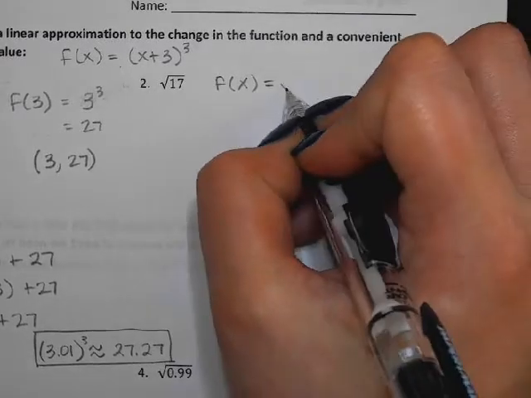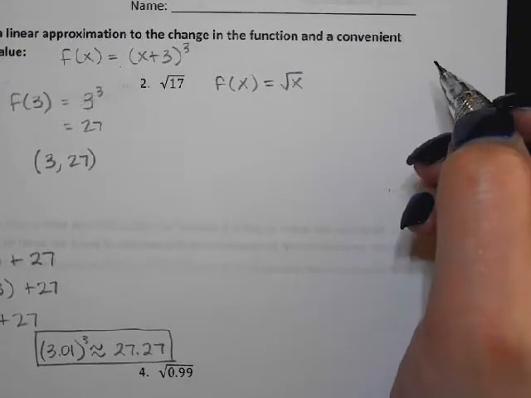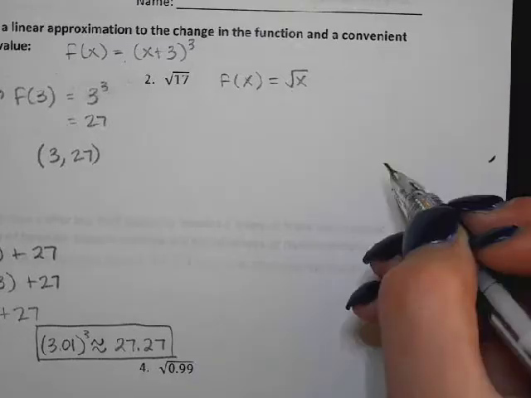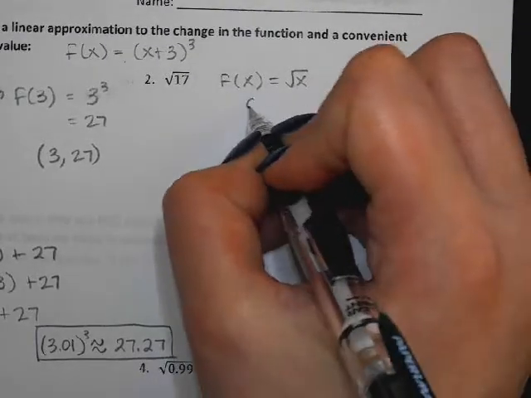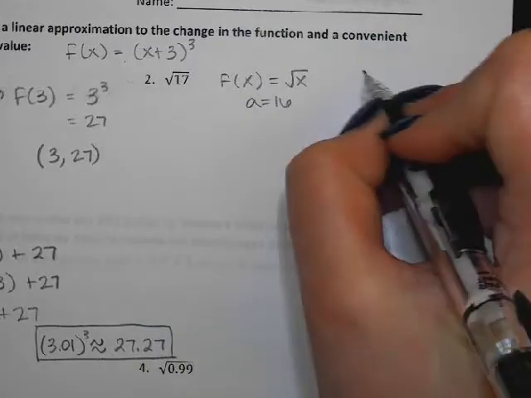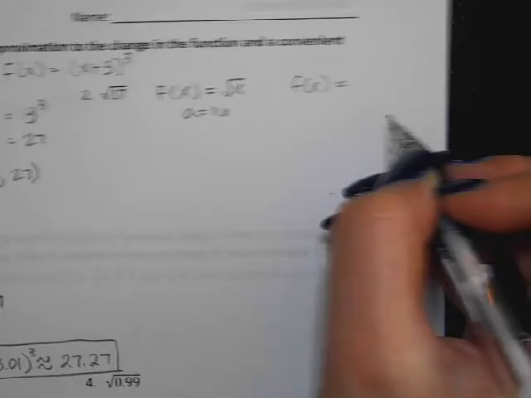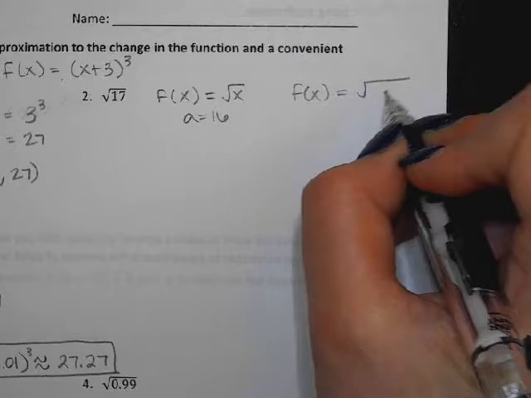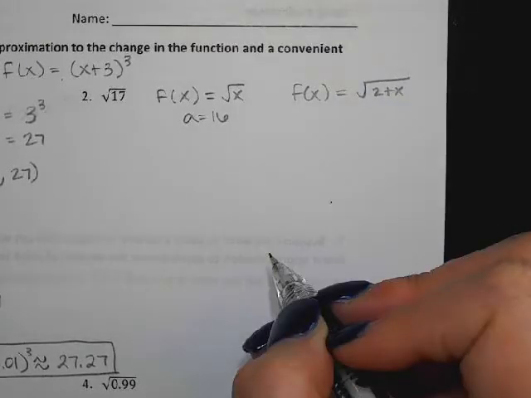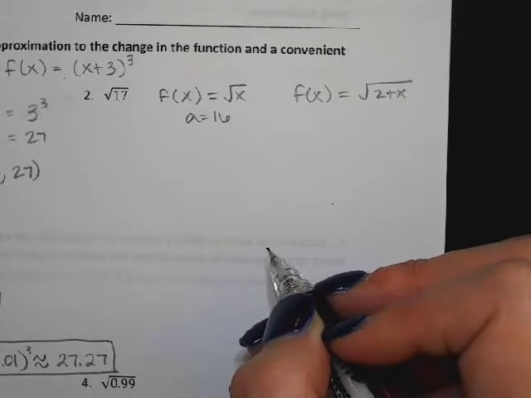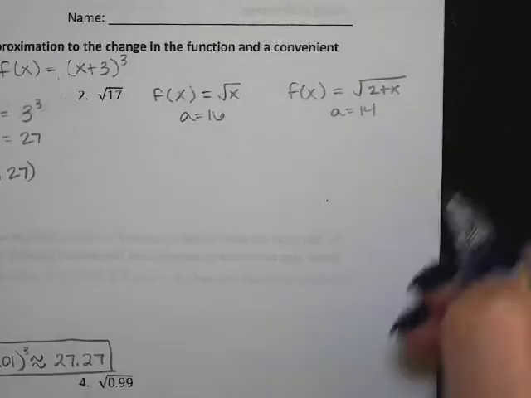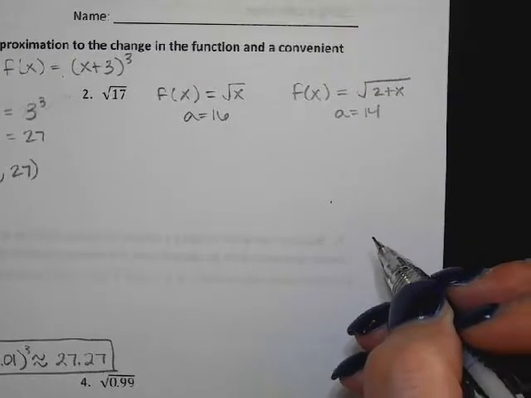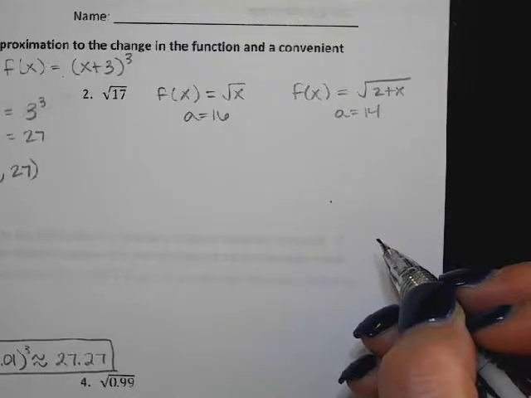All right, so the function f of x, what function do you guys think we're using? Yeah, so we could use square root x, right? So if we use f of x as square root of x, then what's your a value going to be? 16. All right, what if I wanted to do f of x is square root of 2 plus x? Then what would your x have to be? You can still do it.